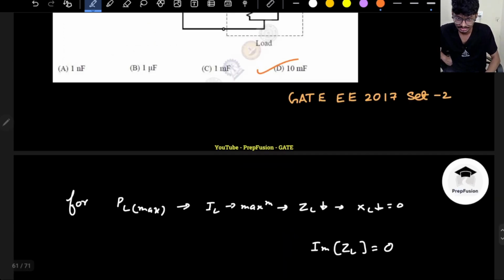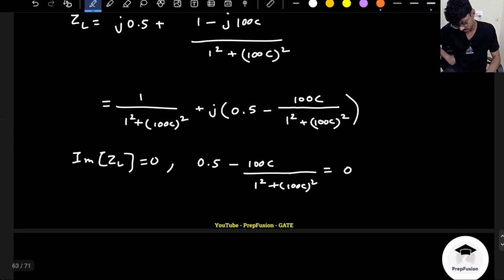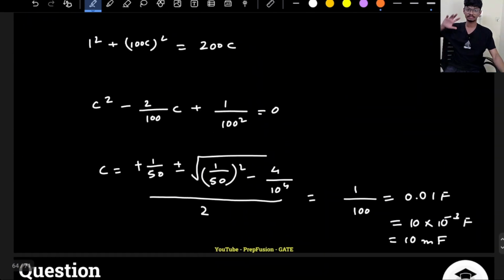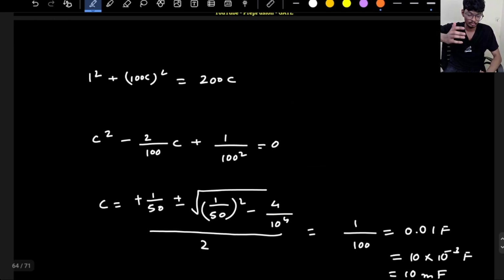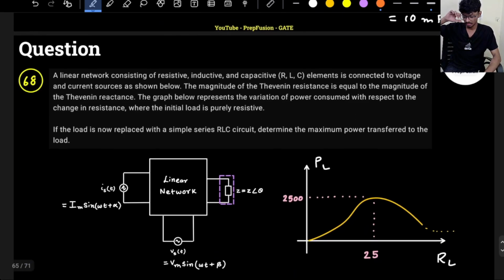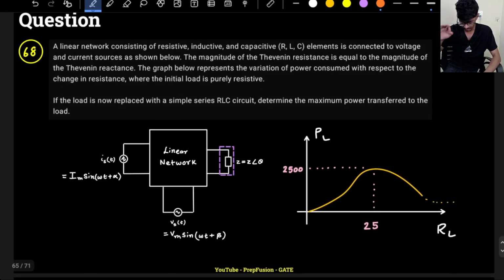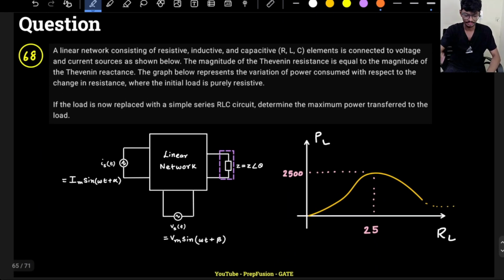So I hope you understand the case. Anyways, everything was simple. I hope you understand why we are making the imaginary part 0: because I want the current to be maximum and the impedance to be minimum, then only power will be maximum. Now let's do this question. Two questions are left, so this is the second last question. Pause the video and try it out by yourself.